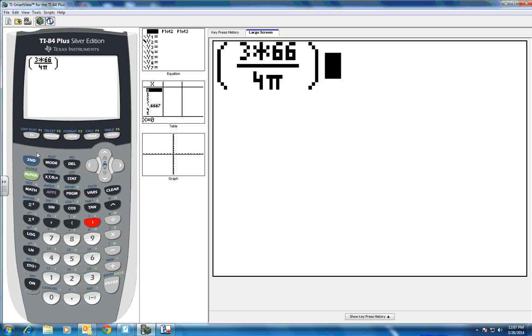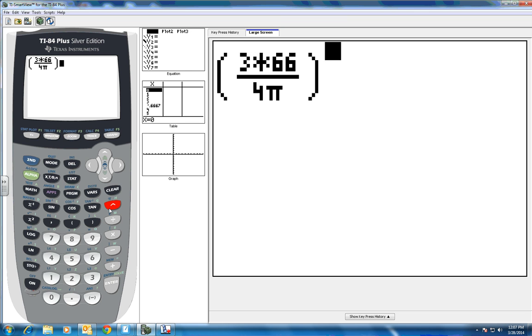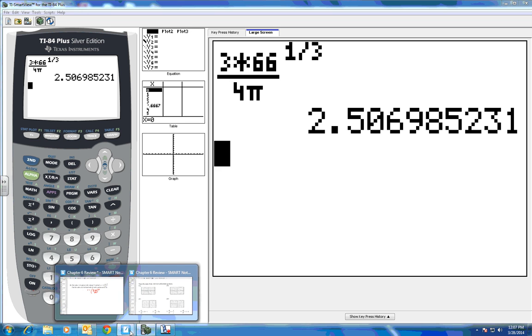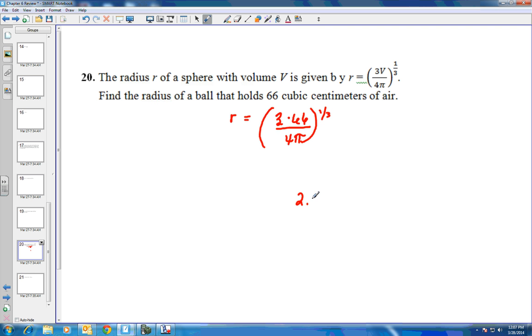The pi button is second house top, or right above your division symbol. And then that needs to be raised to the 1/3 power, so I'm going to use my house top button again. 1 divided by 3. 2.5. Okay, so we'll round to 2.5. So number 20, my answer is 2.5 centimeters. No, because I'm finding the radius. So radius would just be centimeters.